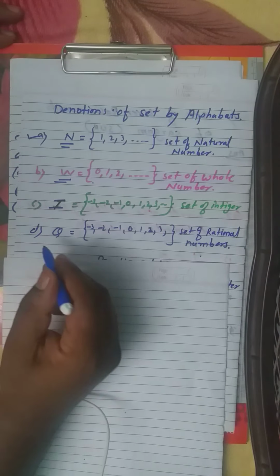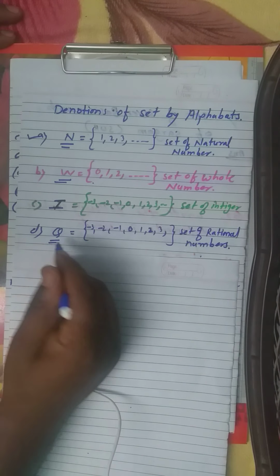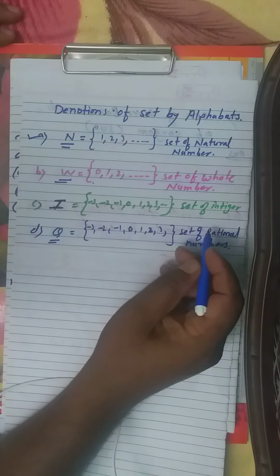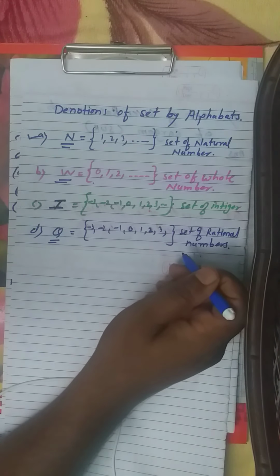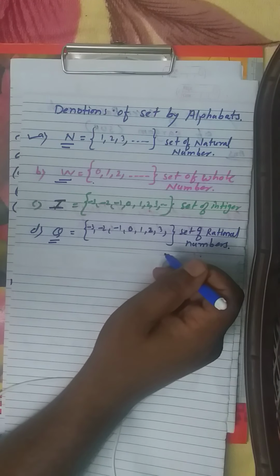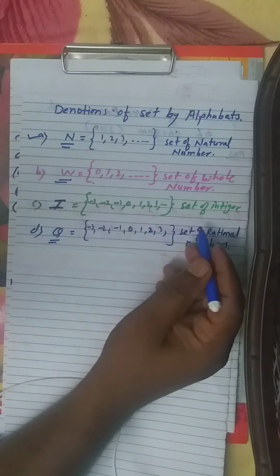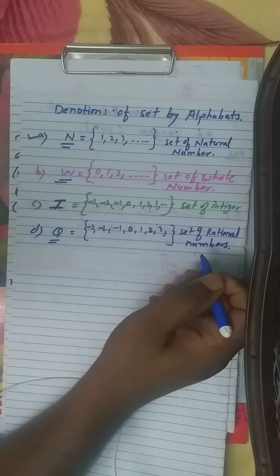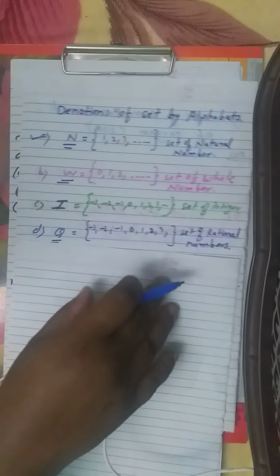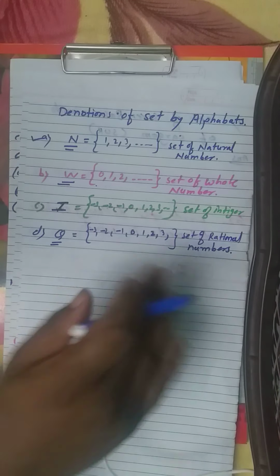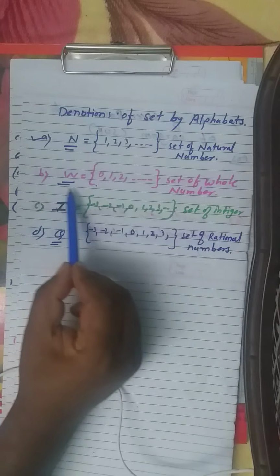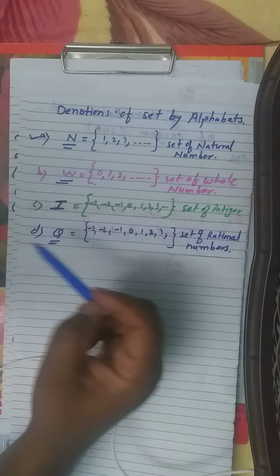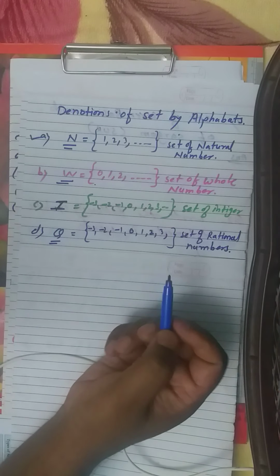Now capital Q indicates the set of rational numbers. Now keep in your mind, all integers come into the rational numbers. The elements which are present in the integer set can also be present in the rational number set. Now keep in your mind, capital N shows the set of natural numbers, W shows the set of whole numbers, I shows the set of integers, Q shows the set of rational numbers.